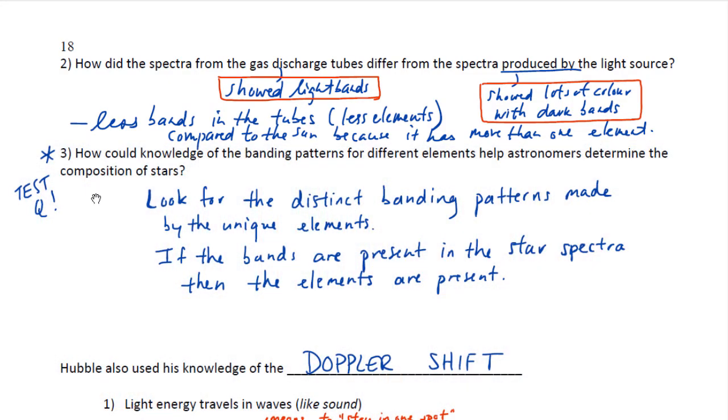Now here's a good test question. How could knowledge of the banding patterns for different elements help astronomers to determine the composition of stars? Well, quite simple, what we've already discussed. You look for the distinct banding patterns made by each unique element. So can you see lines there for hydrogen? Can you see lines for helium? Well, those are the bands that are present in the star spectra.